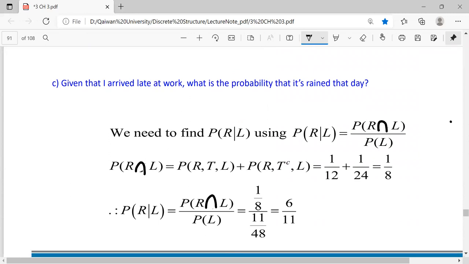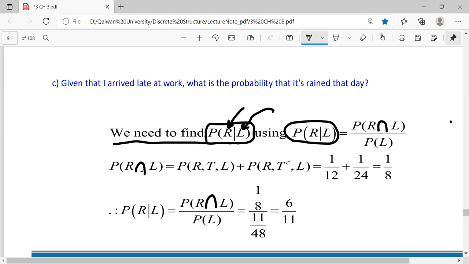Let's see. We need to find probability R given L. R is rainy and L is late. R given that late. Okay. Rainy given that late. So the probability of R given L equals probability of R intersection L divided by probability of L. This is the conditional probability rule.